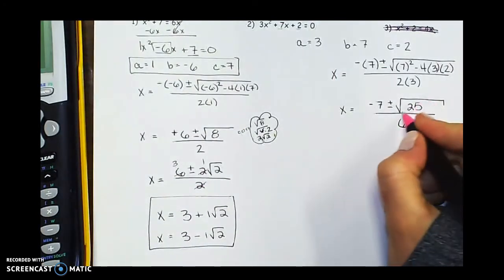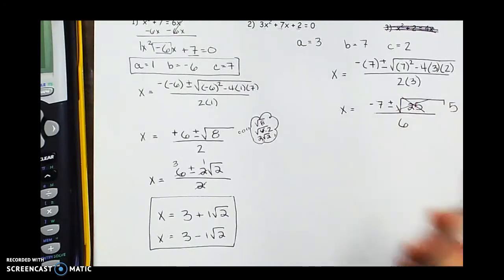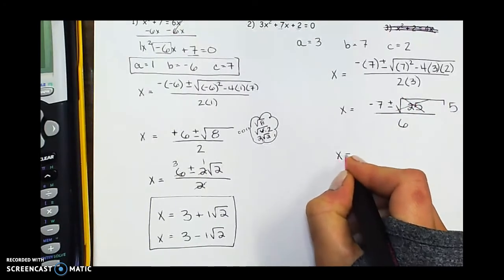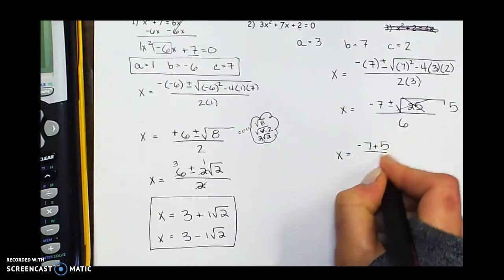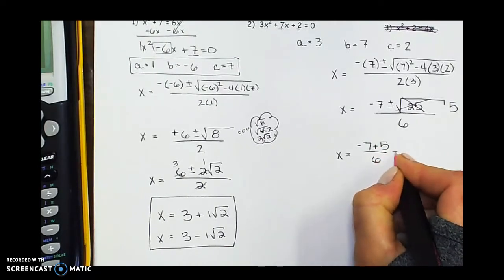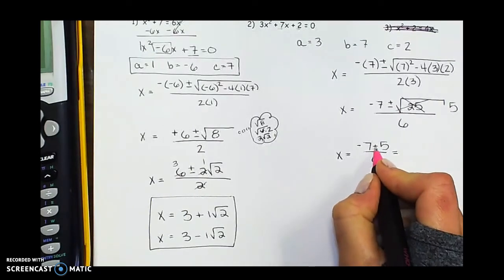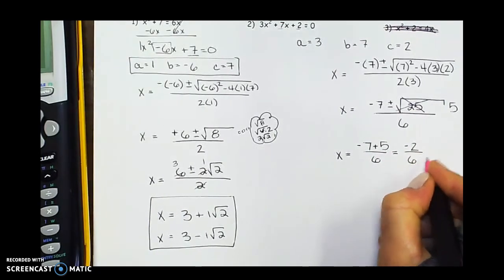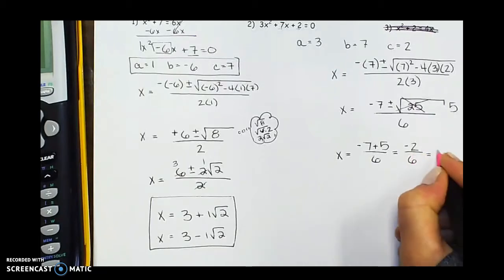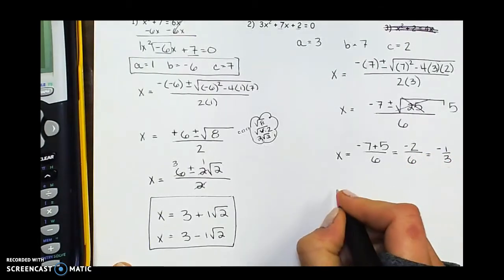Yep, it's a perfect square. So this whole thing is actually going to become, the square root of 25 is 5. So if I take a look, my first answer is negative 7 plus 5 all over 6. But if everything's a whole number, that means we can combine it. So negative 7 plus 5 is negative 2 in my numerator, 6 in the denominator, and that reduces to negative 1/3. So my first answer is negative 1/3.